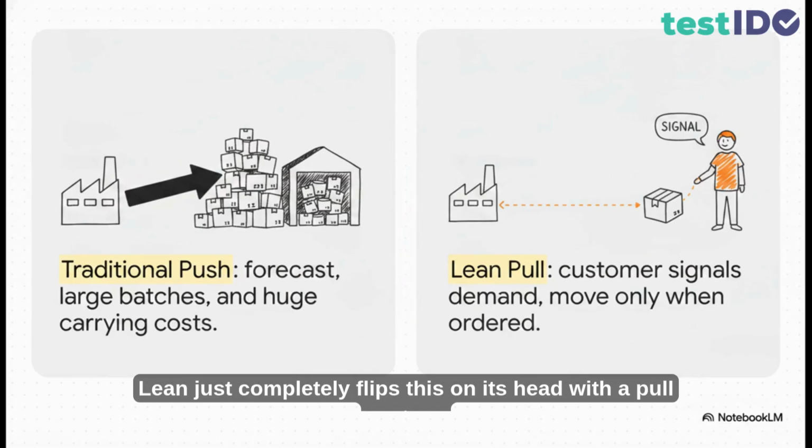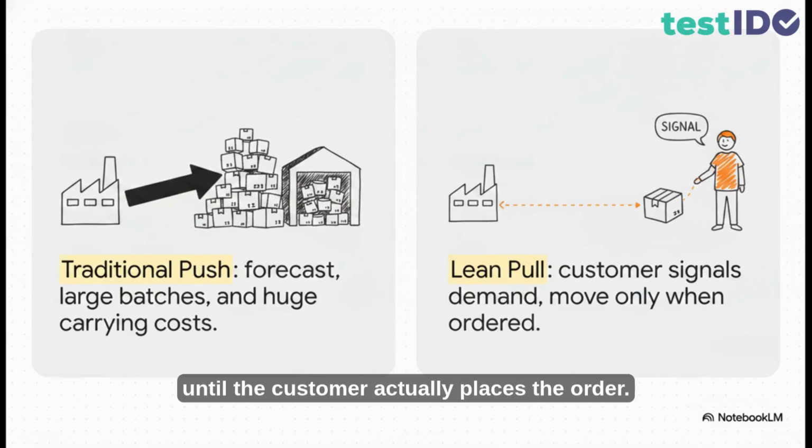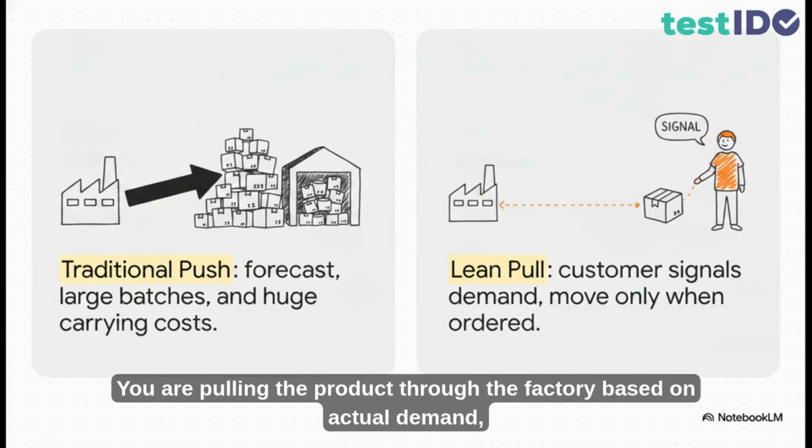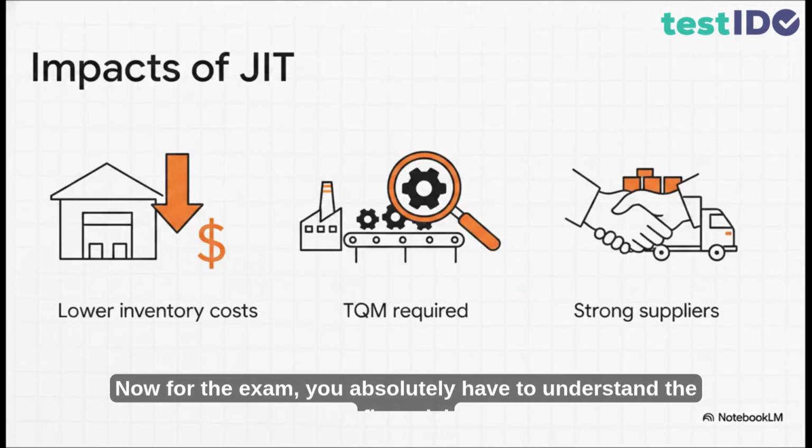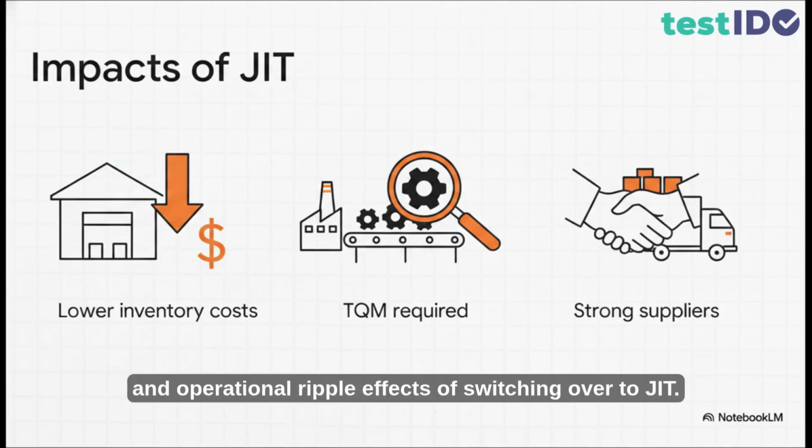Lean completely flips this on its head with a pull system. It acts much more like a high-end, made-to-order restaurant. Nothing is cooked, or in our case, manufactured, until the customer actually places the order. You are pulling the product through the factory based on actual demand, totally avoiding pushing it based on some random guess.